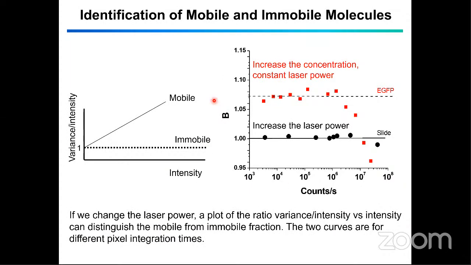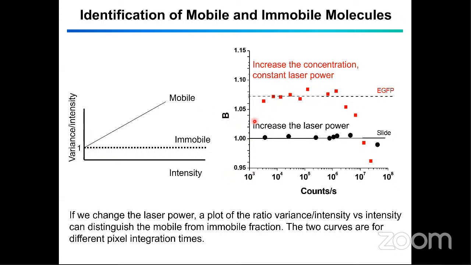Okay, so some more evaluation of what you expect in the measurement and what's the difference between mobile and immobile molecules. As pointed out, the immobile molecules will not give you number fluctuations, and we also get an apparent brightness of 1, independent of how bright our sample is. For the mobile, this will be different.